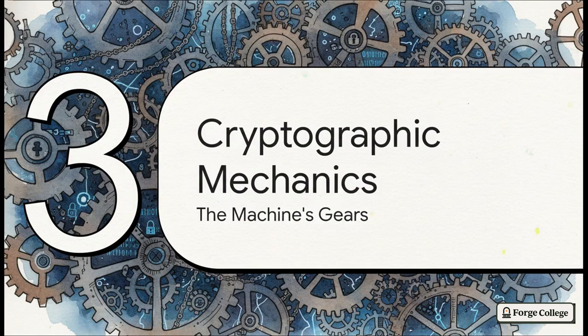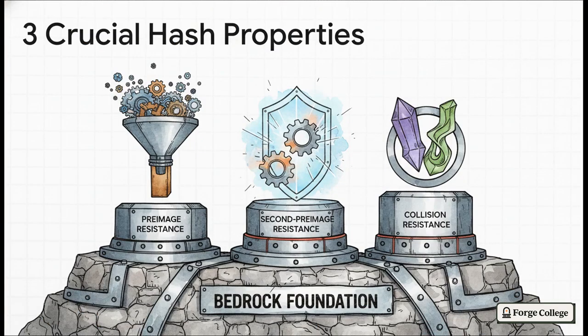Okay, Section 3, cryptographic security mechanics. Let's pop the hood and look at the gears of this machine. Let's break down the three core properties our cryptographic hash, our digital page fingerprint, absolutely must possess. First up is preimage resistance. This simply means you can't reverse the digest. You can't unbake the cake to figure out what the original ingredients were.